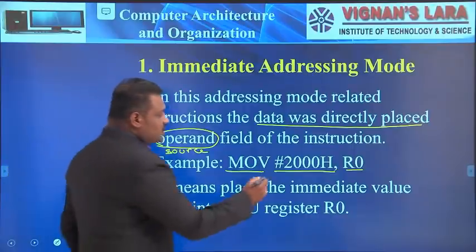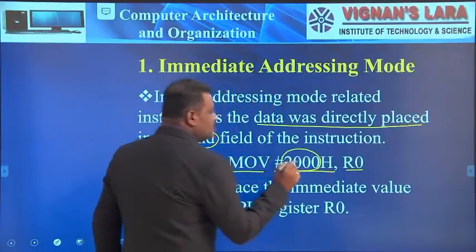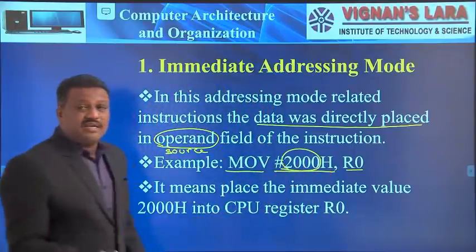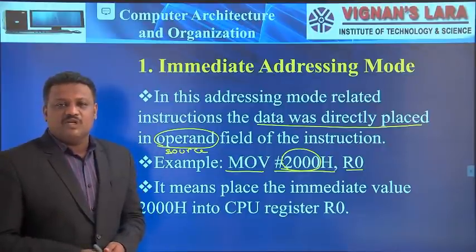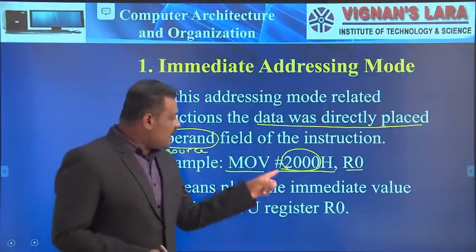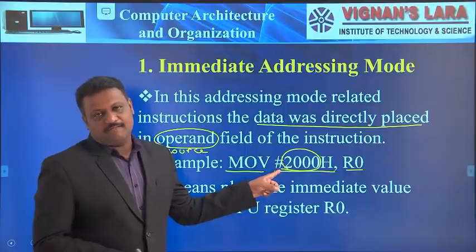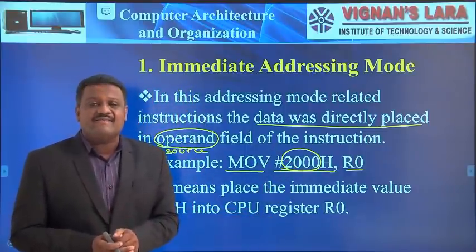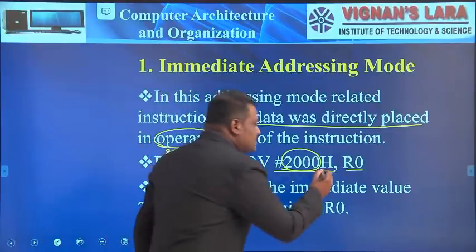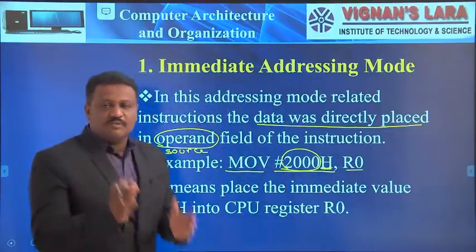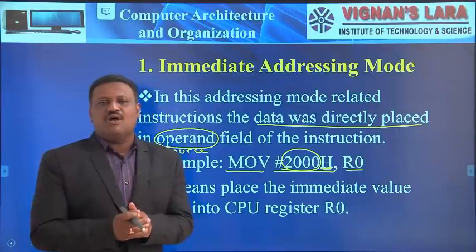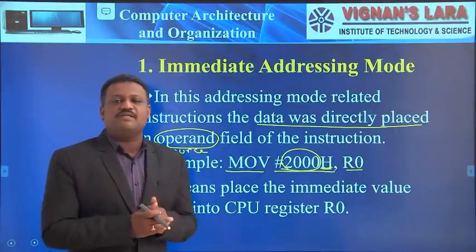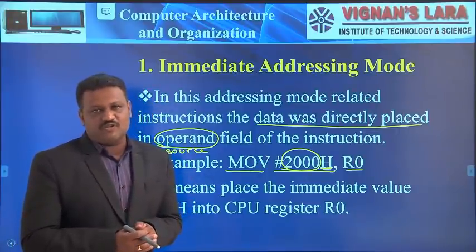In this example, this 2000 indicates an immediate value. To indicate this is the data, I prefix the hash symbol. And here the numbers we always use in hexadecimal form, which is indicated by this h. You remember friends, in our computers all the numbers are generally represented in terms of hexadecimal values.